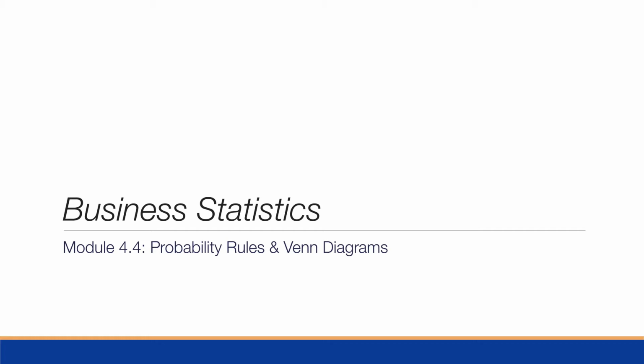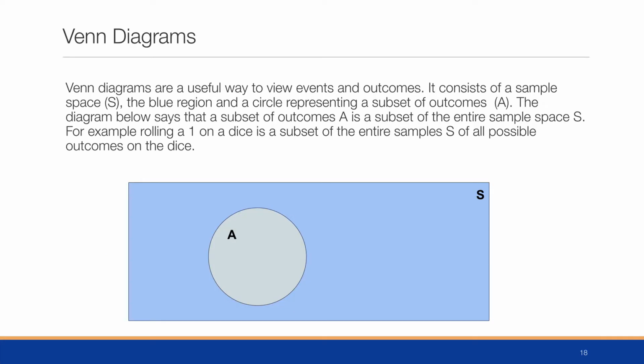We're going to be introducing here some probability rules. And before we do that, we're going to try and create some diagrams that will actually help us visualize what probabilities are. Well, this diagram is called a Venn diagram because it's a useful way to view events and outcomes.